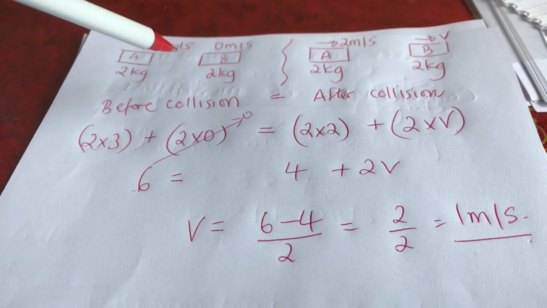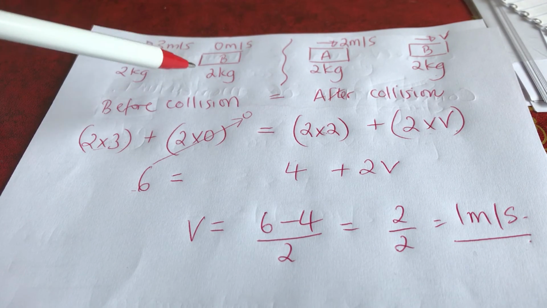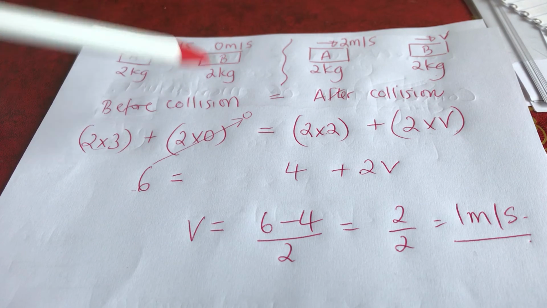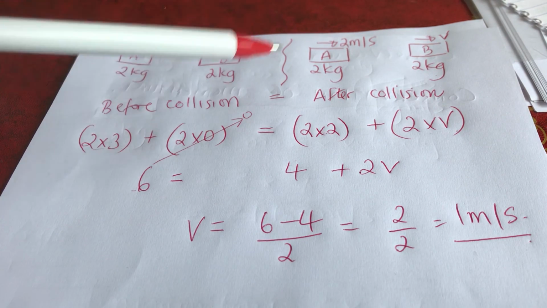And this is how we apply conservation of momentum in order to calculate the velocity of an object after collision. Next lesson, we will be looking at more examples based on conservation of momentum and how we can do further calculations based around this question.